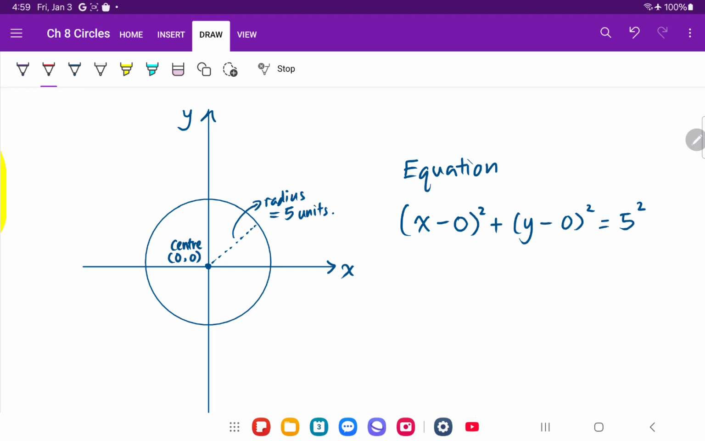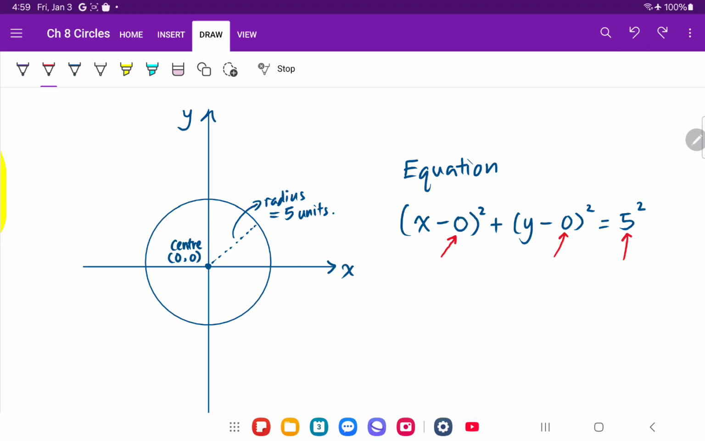Now look at this for a while. Can you suspect where the number 0 from here came from? Where did this 0 come from? And where did the 5 come from? Where did these three numbers come from? 1, 2, and 3. Now, if you are very alert, you will notice that the first 0 came from the x-coordinate of the center of the circle.